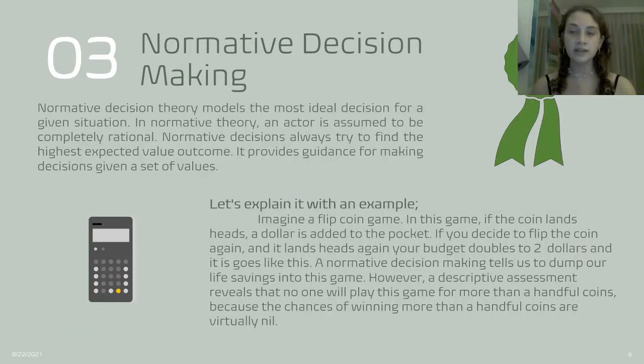And the third one is normative decision making. Normative decision theory models the most ideal decisions for a given situation. In normative theory, an actor is assumed to be completely rational. Normative decisions always try to find the highest expected value outcome. It provides guidance for making decisions given a set of values.